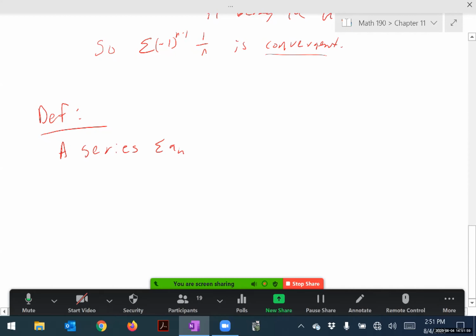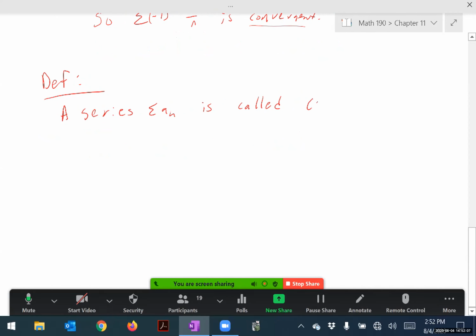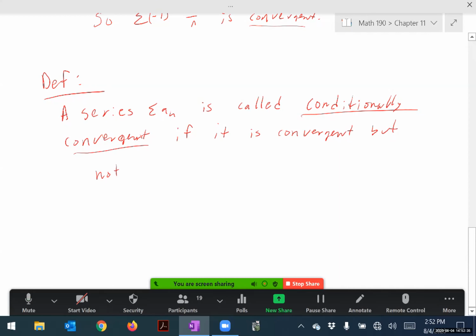A series, the summation of a sub n, is called conditionally convergent if it is convergent but not absolutely convergent.